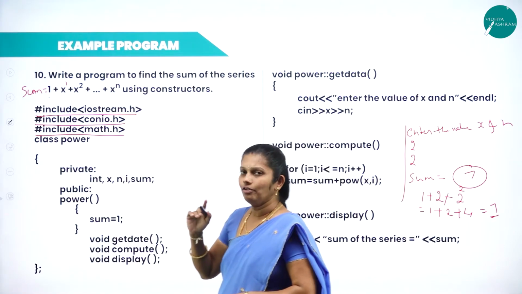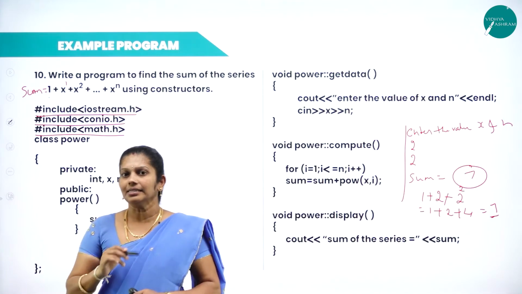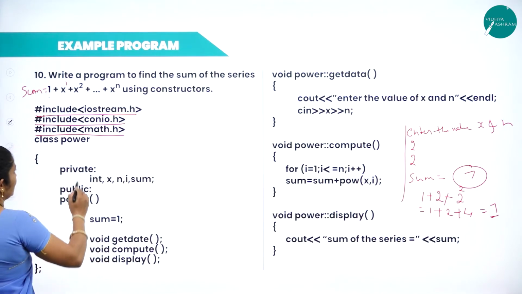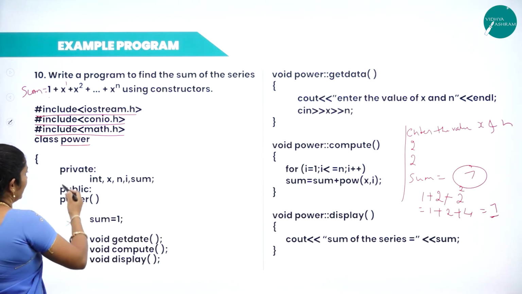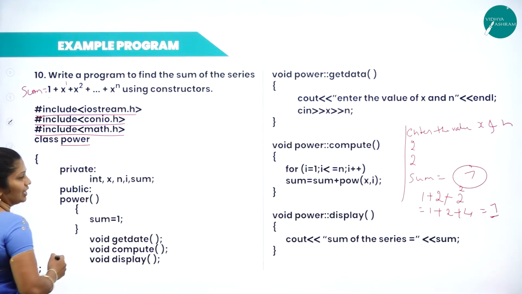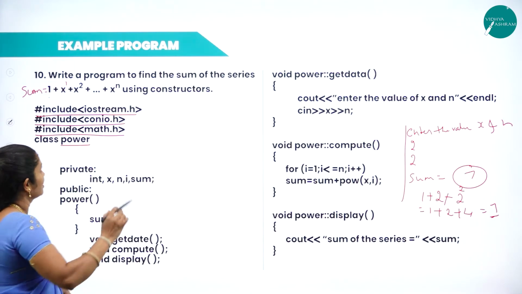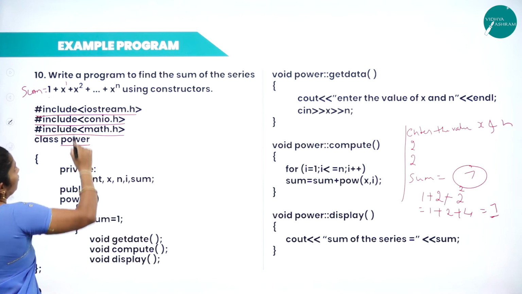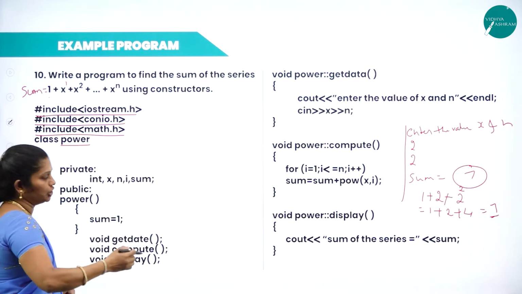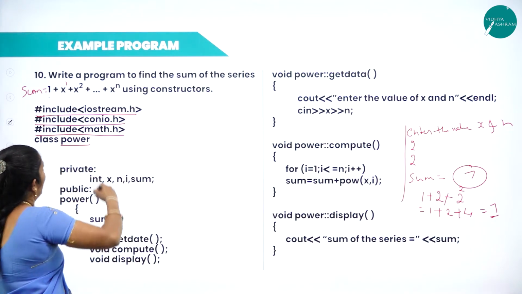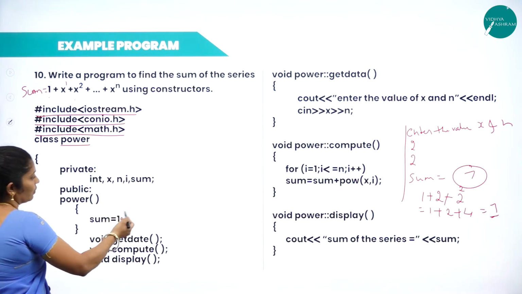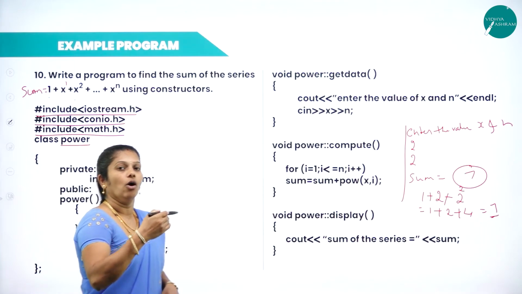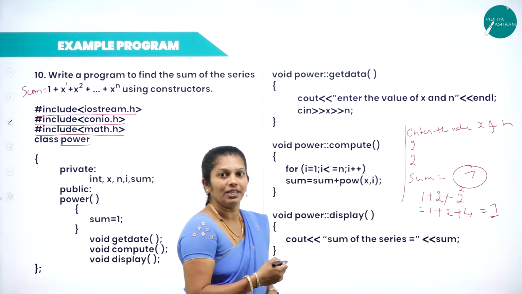Then as usual, we will start with the class. Here in this program, we are giving the class name as power. Then in the private section, we are declaring the variables. For this program, we need sum to store the result, we need i for incrementation purpose, and we need x as well as n. One by one we will declare all the variables.